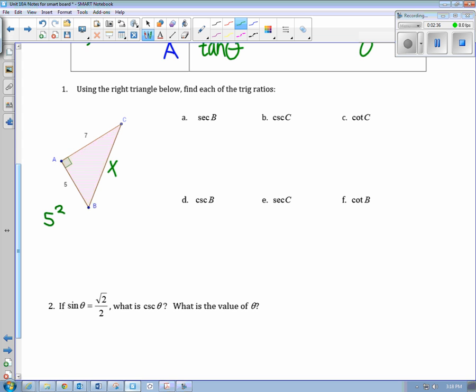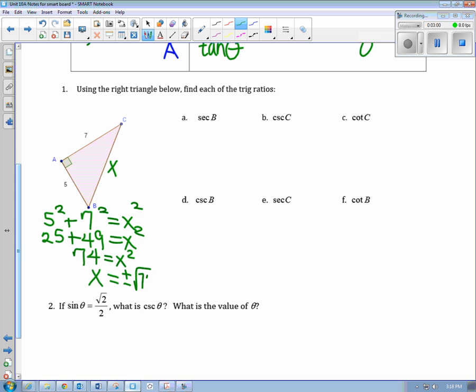So this is going to be 5 squared plus 7 squared equals x squared. So 25 plus 49 equals x squared. So 74 equals x squared. And then when I square root, I end up with x being equal to plus or minus the square root of 74. And in this case, we only want the positive value. So our x value is the square root of 74.